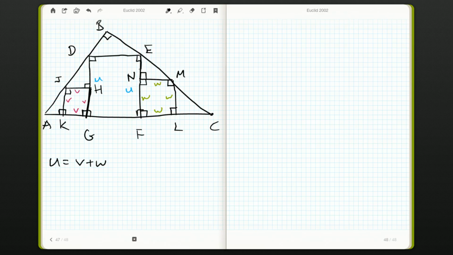Well, look at these right-angle triangles. ENM and JHD. I need a V here. I've got a V here. I need a W here, I've got a W here. So I definitely think right angle triangles are the way to go. And I'm betting there's some similarities.